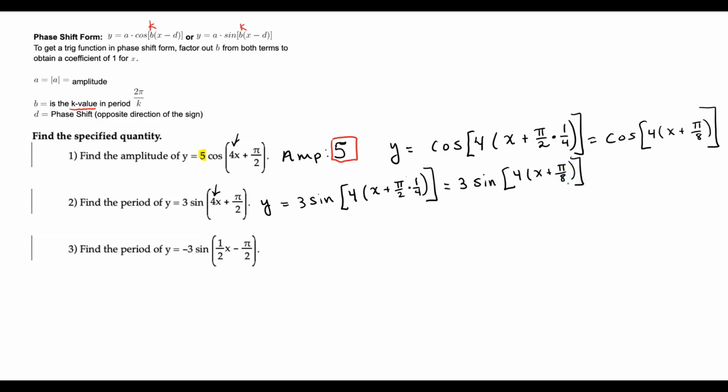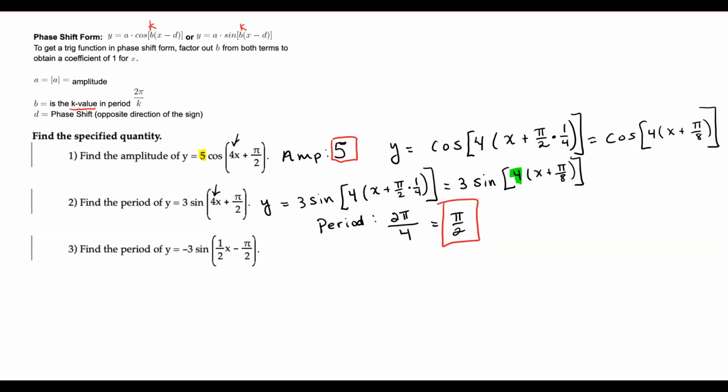Okay, so what I'm going to tell you is this one, number 2, we see that the period will be modified by our k, or our b value, which is 4. All right, so what we're going to say is the period for number 2 is 2 pi divided by 4, which is pi over 2. So this right here represents the new period. All right, this is the period of the graph.